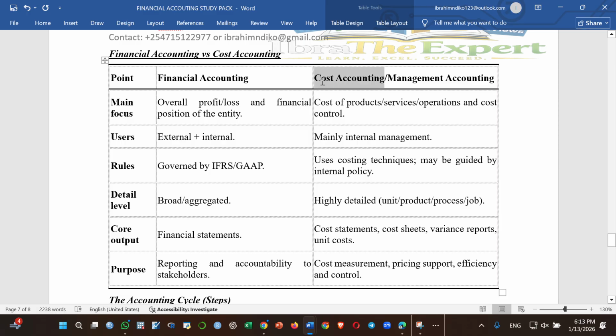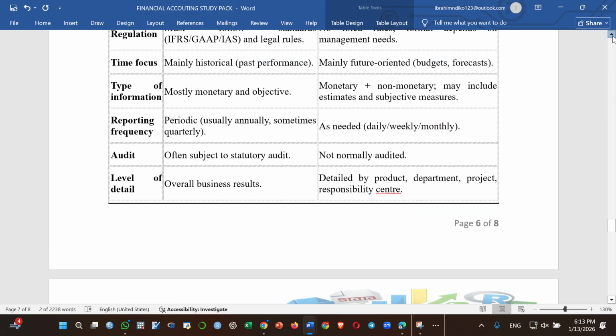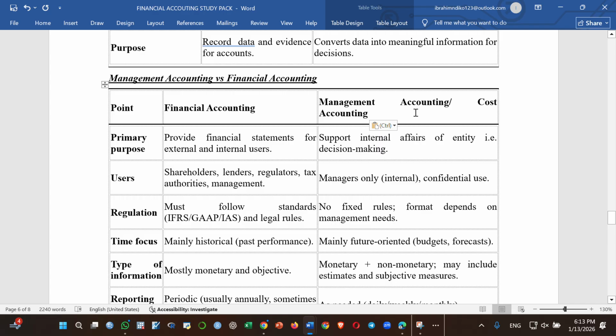And then the one at the top, you can say stroke. So you can use any. This one you can say stroke cost accounting.